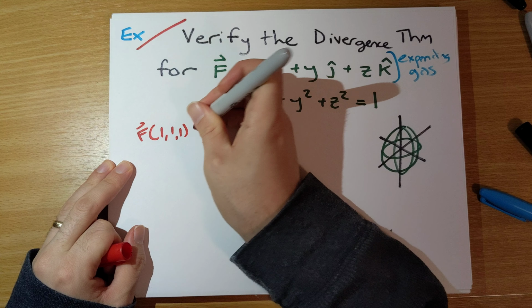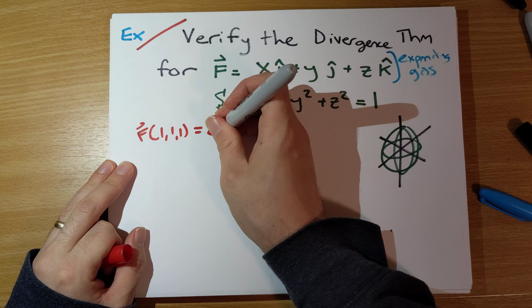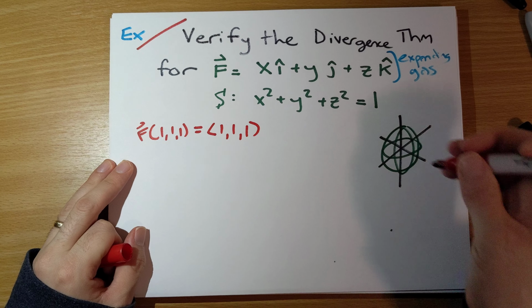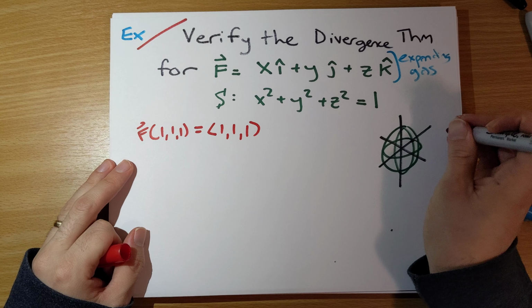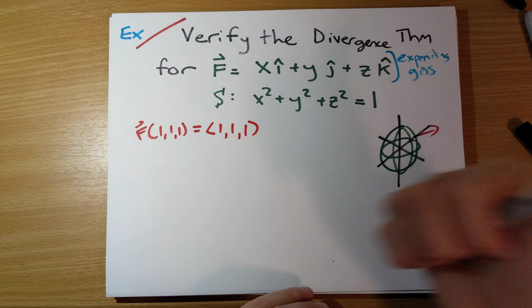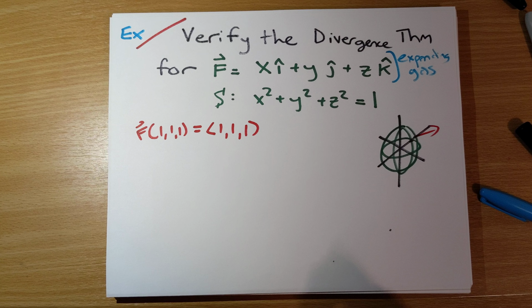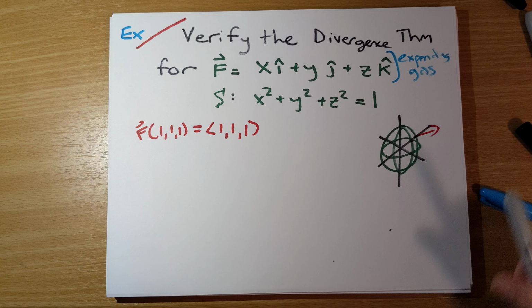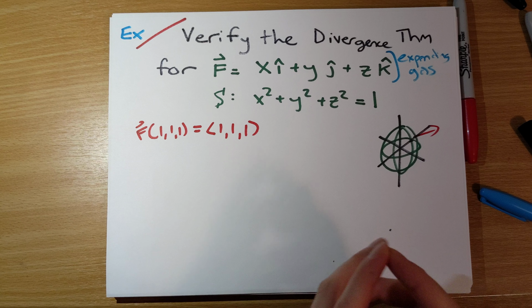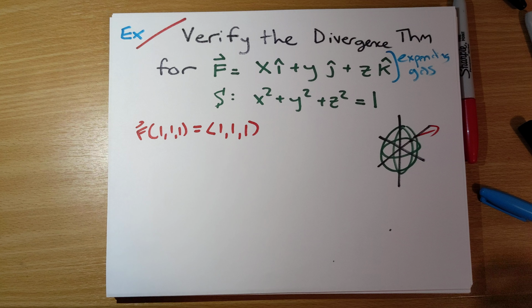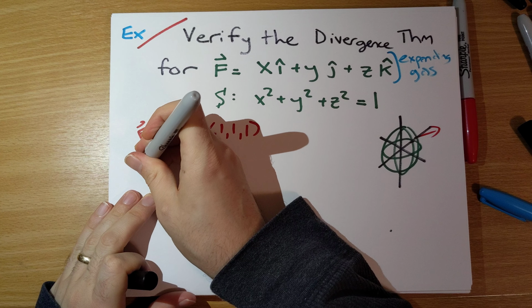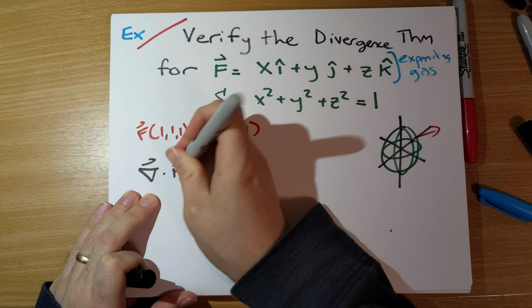So just as an example of that, what is F of the point 1, 1, 1? Well, that just is the vector 1, 1, 1. So at the point 1, 1, 1, you're again pointing away from the origin. And so this fact that's corresponding to expanding gas, we can verify that. We can see that by computing the divergence of F.